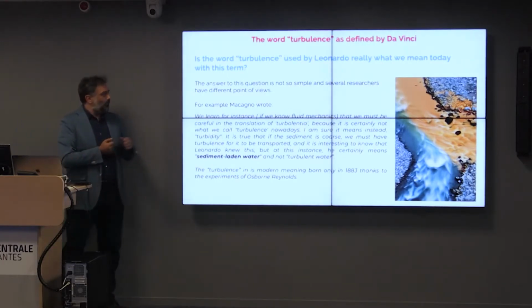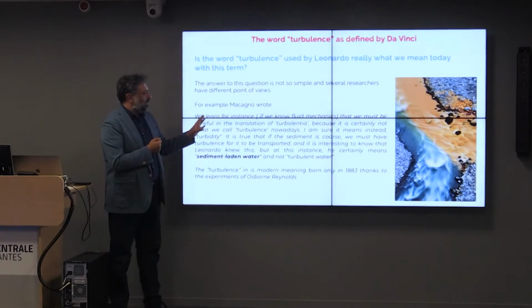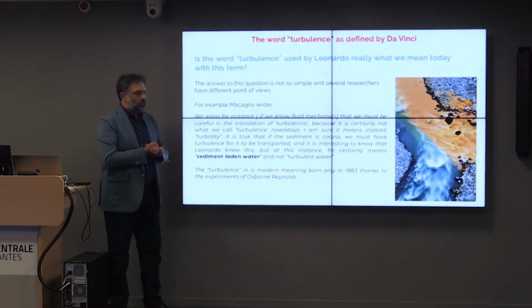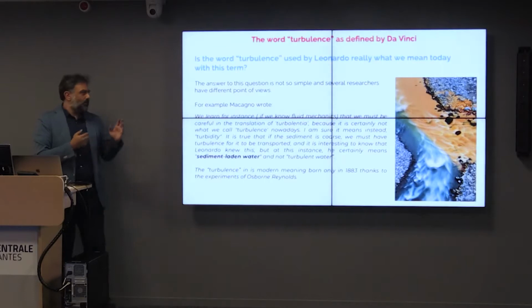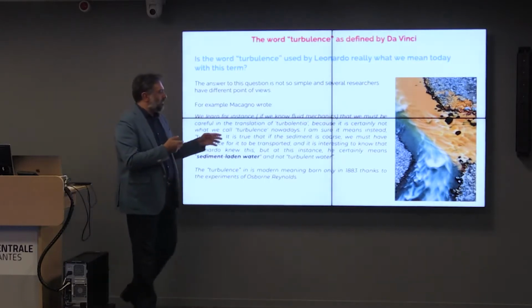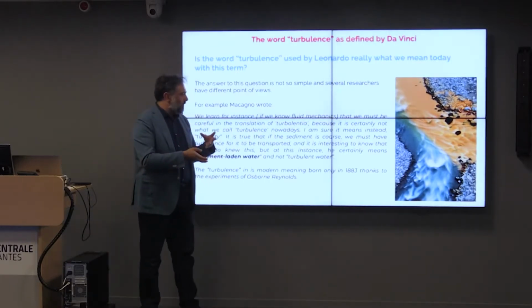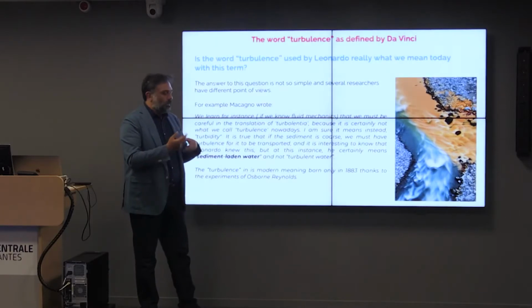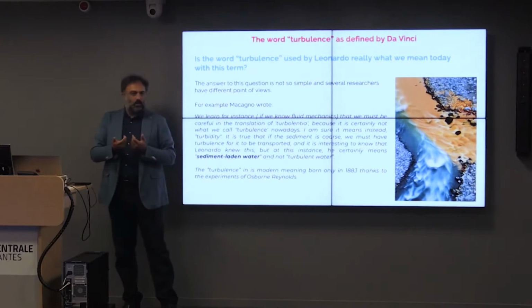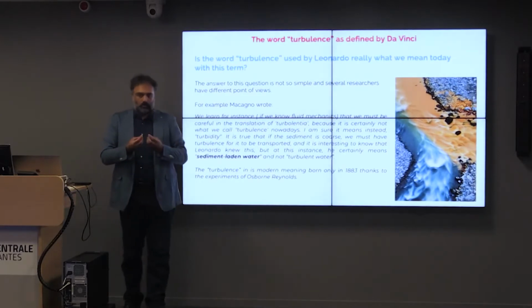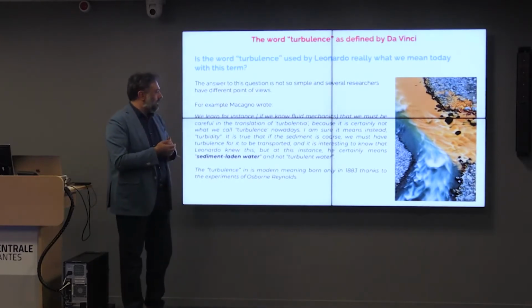So essentially, Macagno wrote that the concept of turbulence for Leonardo is mainly linked also to the transport of sediment. So where there is turbulence, there is sediment transportation, and this means that if the turbulence is very energetic, the turbidity of the water starts to increase, and this is mainly the link that he has in mind.